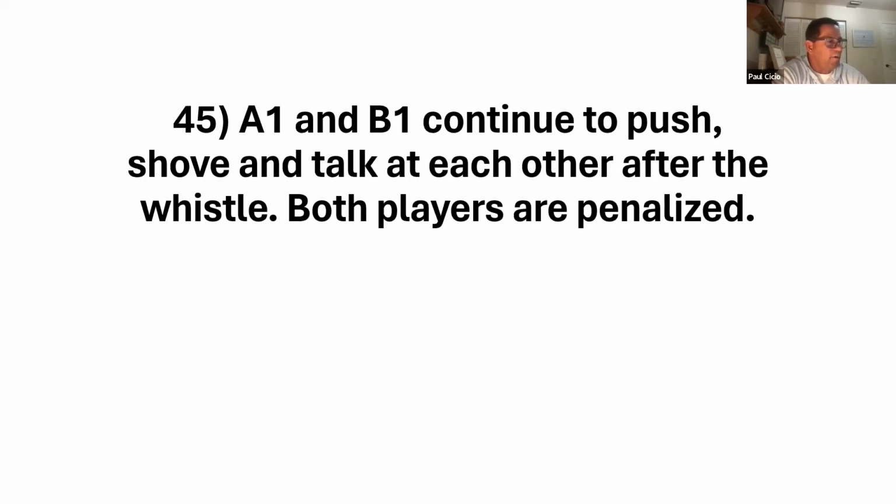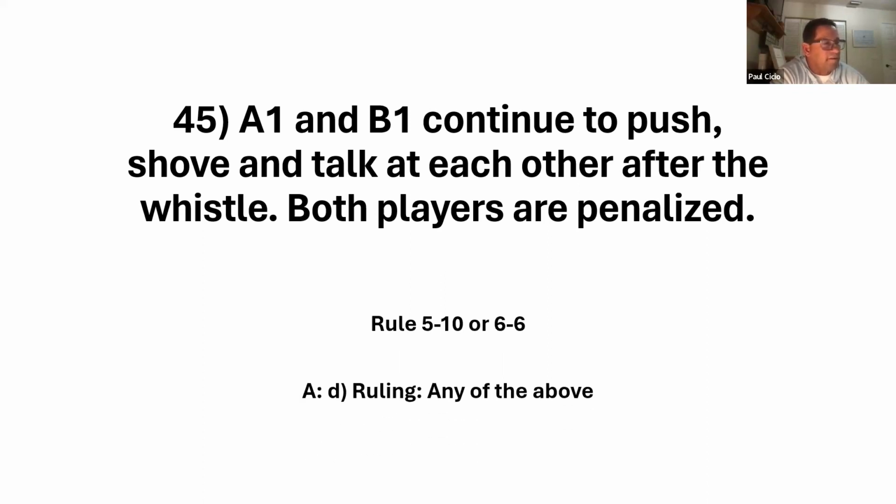45, A1 and B1 continue to push, shove, and talk to each other after the whistle. Both players are penalized, ruling any of the above, 5'10" or 6'6". Okay, so that's simultaneous, you can give them both conduct fouls. You can give one sportsmanlike. Whichever team has the ball keeps it. If the ball is loose, then you go EP.